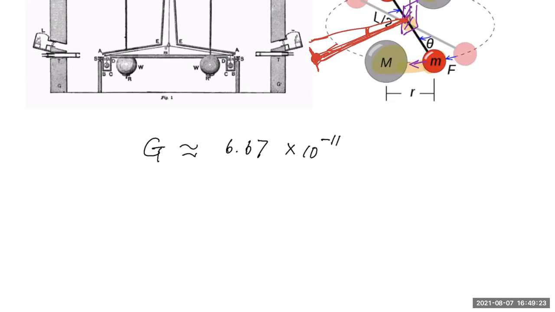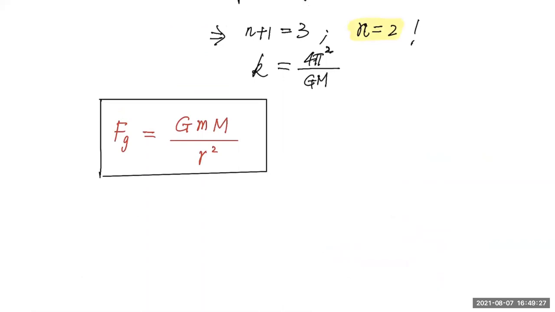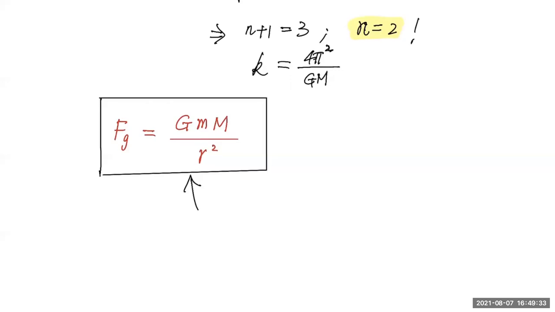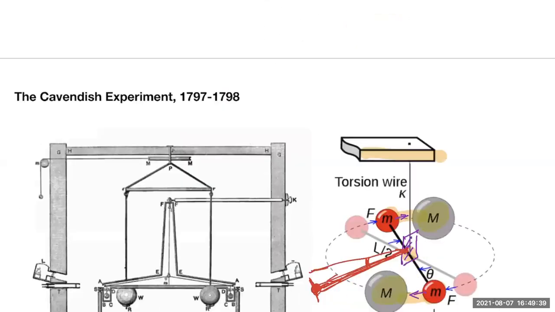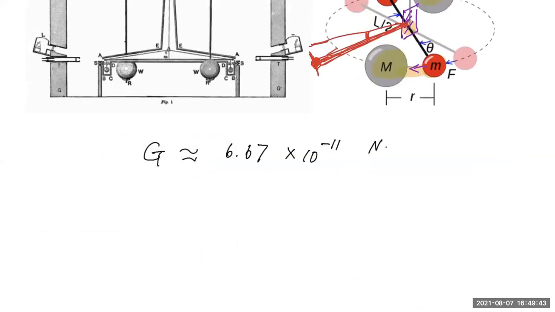What is the unit of G? Well, you don't have to memorize this. You can just find it from the formula right here. Just solve for G from this formula. You have Newton times meter squared over kilogram squared, right? So that's how we can find the unit of G: Newton meter squared over kilogram squared.